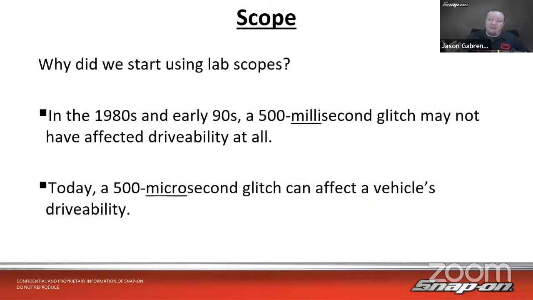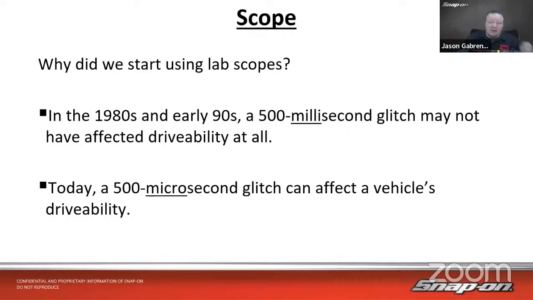Back in the 80s and early 90s, so think OBD1 vehicles, a 500 millisecond glitch wouldn't have bothered a car in any way. You'd be driving down the road and lose a coolant temperature sensor for half a second, 500 milliseconds, and the car would have no idea anything even happened, because the car wasn't looking at that sensor at the time. The computer has a sample rate too. So I could lose that signal for half a second, the car wouldn't even know anything happened, and keep on going down the road.